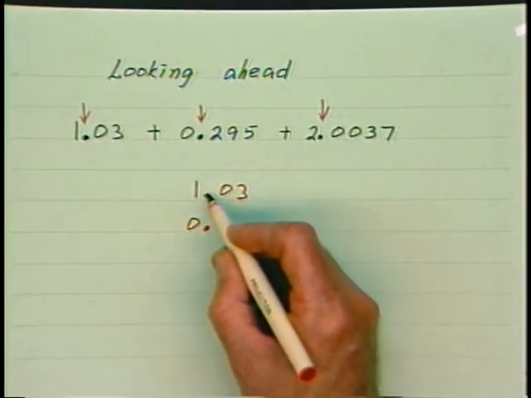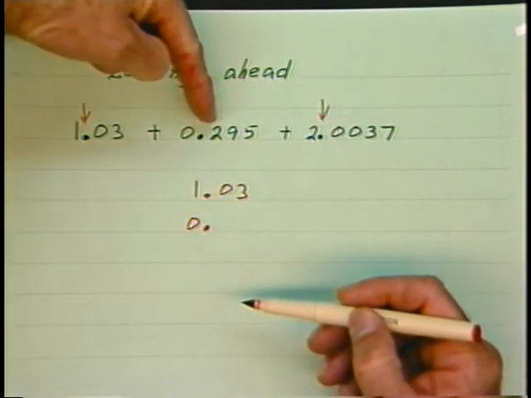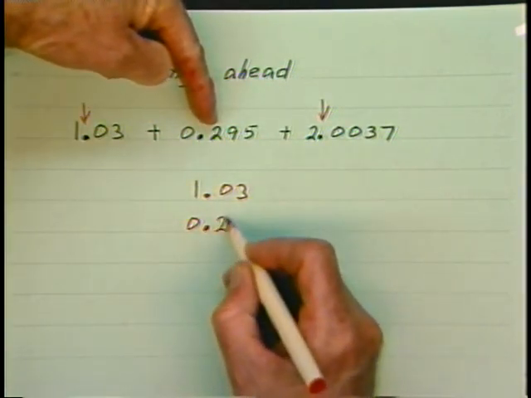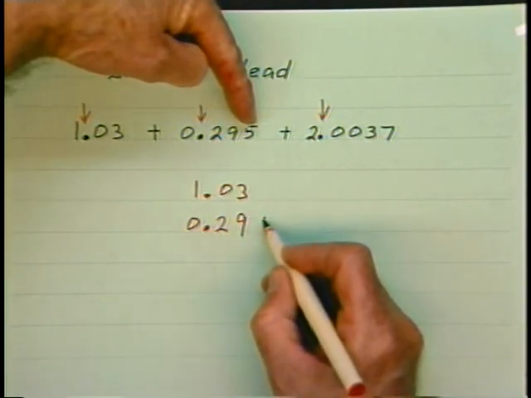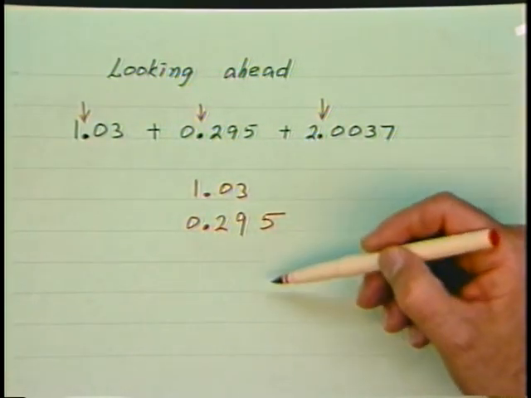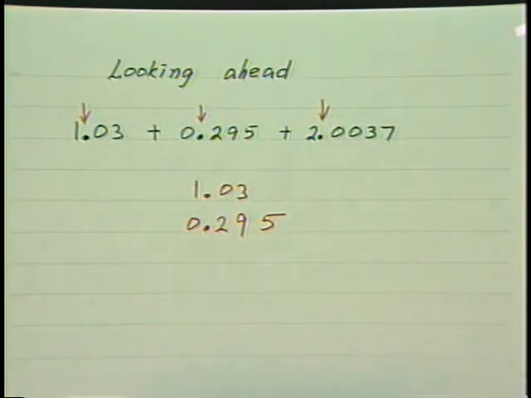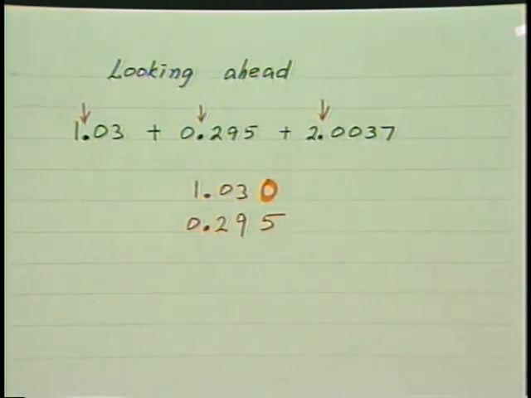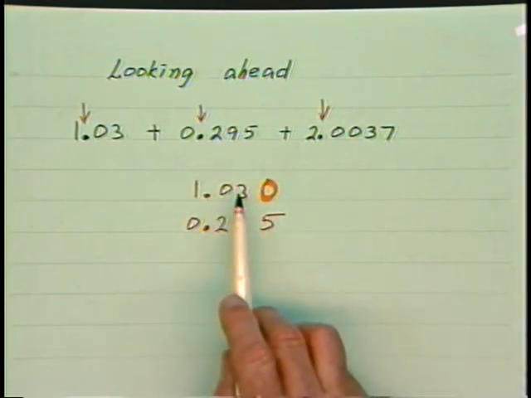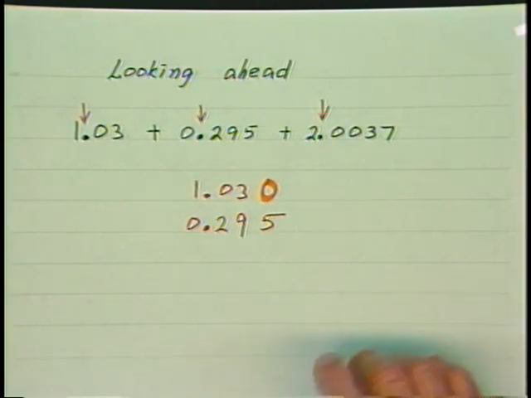But now we want to realize it's not just the decimal points we want lined up. We want the tenths lined up. We want the hundredths lined up. And we want the thousandths in the next column. Of course, there wasn't any thousandths here, just hundredths. But if I wanted to help my visualization, I could insert this extra 0 that we've talked about. And now we have 30 thousandths, which is the same thing as 3 hundredths.